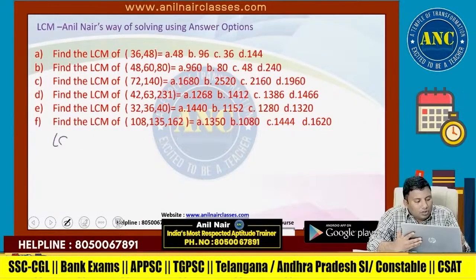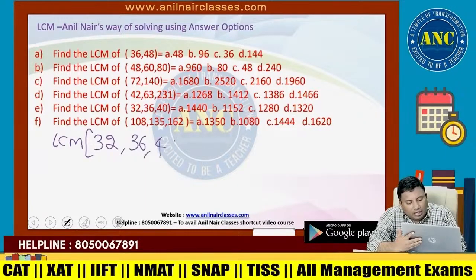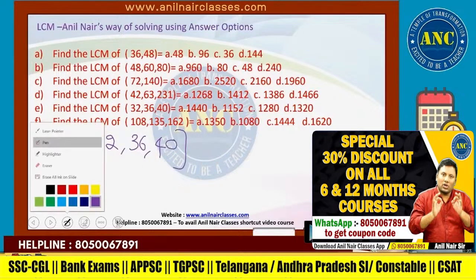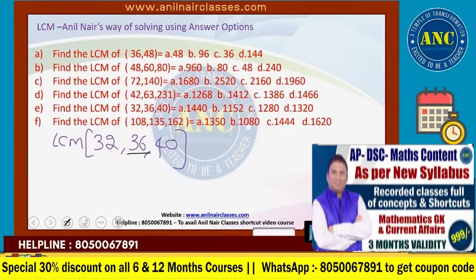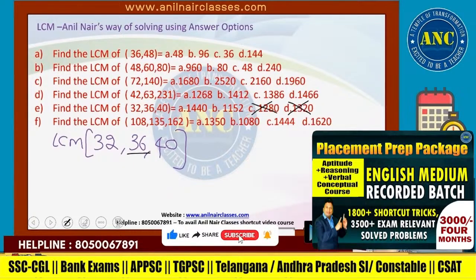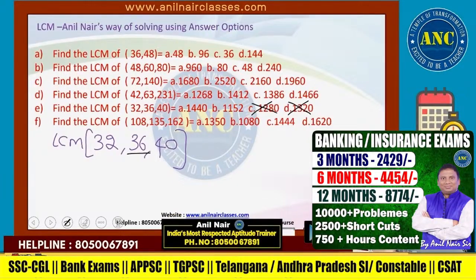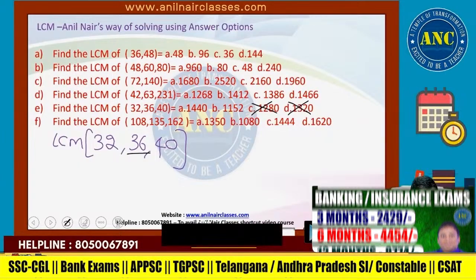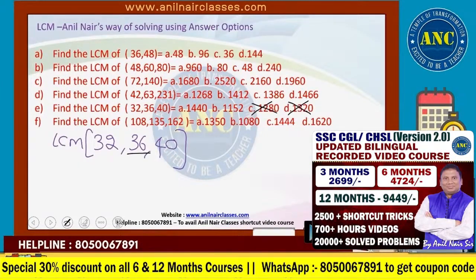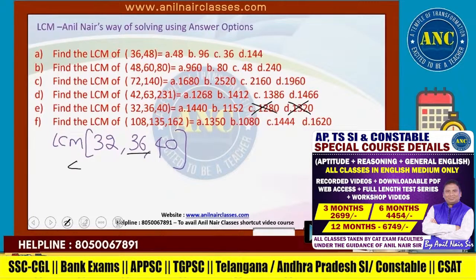Option E. LCM of 32, 36 and 40. 36: digital sum is 9. Answer digital sum should be 9. This is eliminated, this is eliminated. So there are 1440 and 1152. Now we can either go by the divisibility rule or any other rule that comes. Just for clarity, we will use another method.